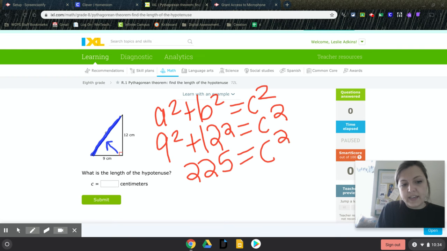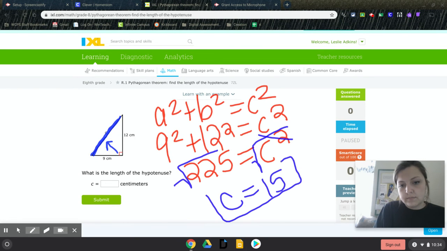Do not forget in this step right here to take the square root of both sides, because that is our inverse operation. We need to get rid of that exponent on the c. So take the square root of both sides, and c would equal 15. Okay?